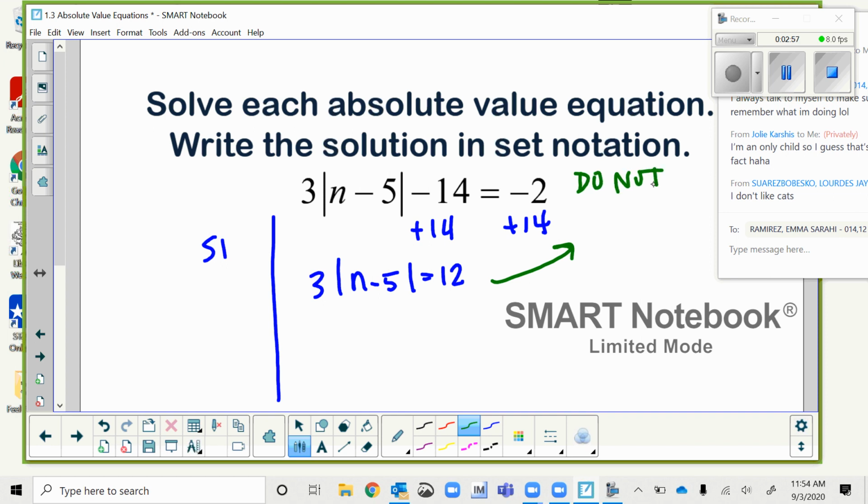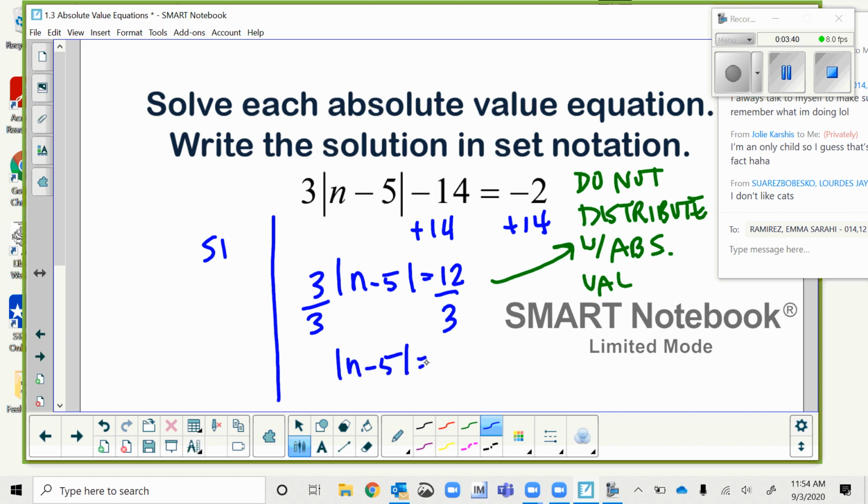Do not distribute with absolute value upon pain of death. Just kidding. Do not distribute with absolute value. It would be okay if everything was positive and everything played nicely, but when you start adding negatives in places, then it gets weird and it will mess up your actual answer. So just avoid it in the first place, and then no bad shall come to you. So divide by 3 here. And you have absolute value of n minus 5 equals 4.